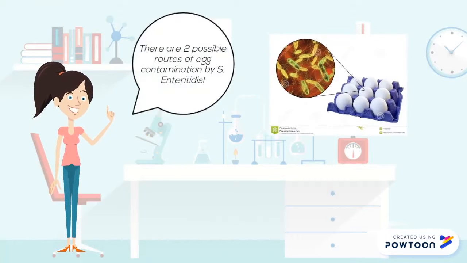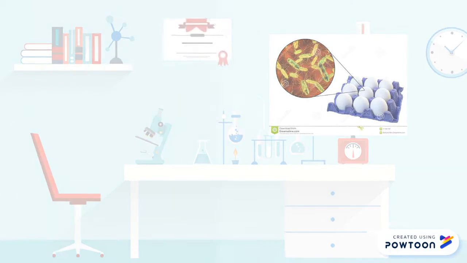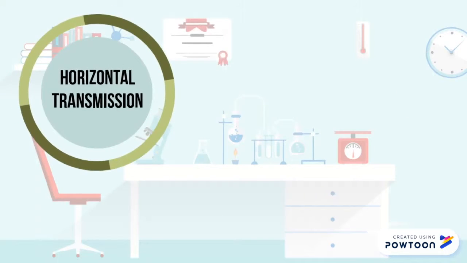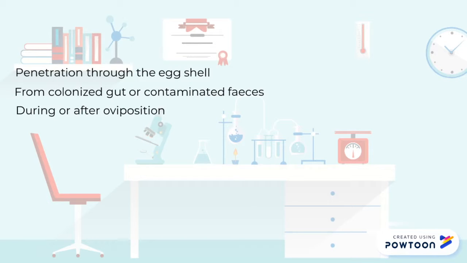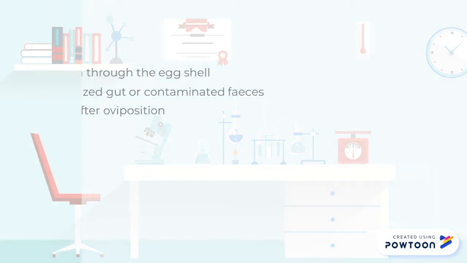There are two ways that eggs can be contaminated by Salmonella. The first possible route is horizontal transmission, through penetration of the eggshell from the colonized gut or contaminated feces during or after oviposition.